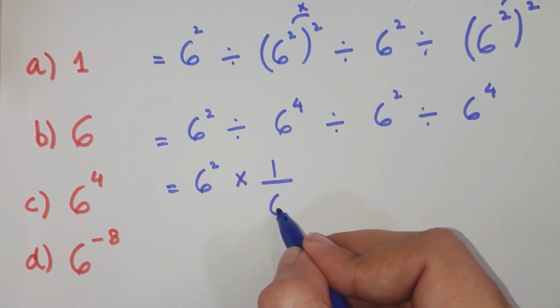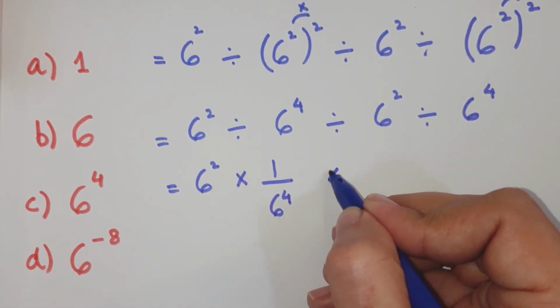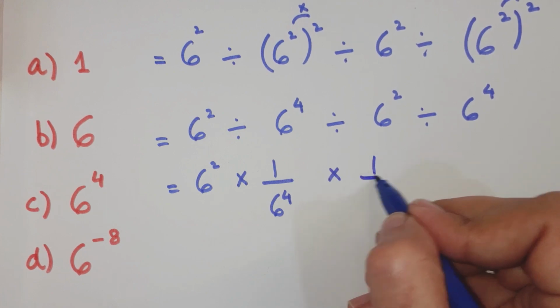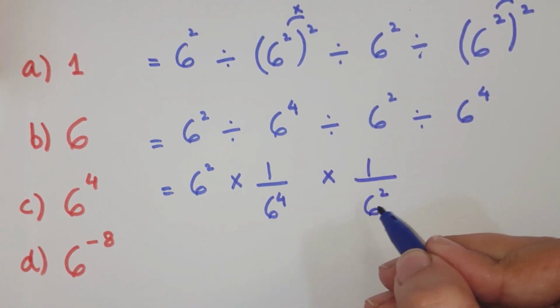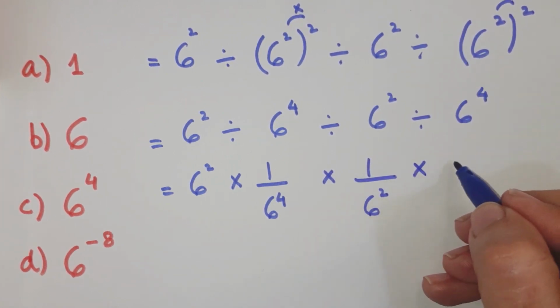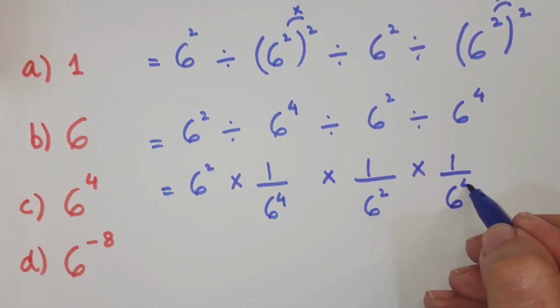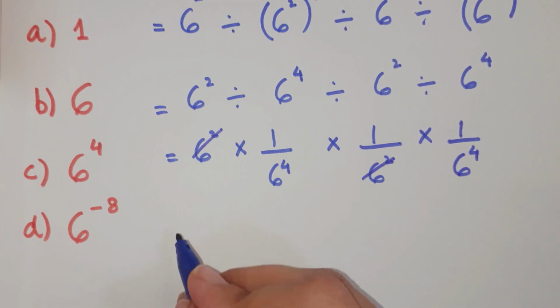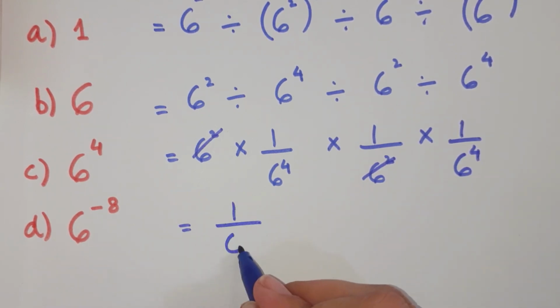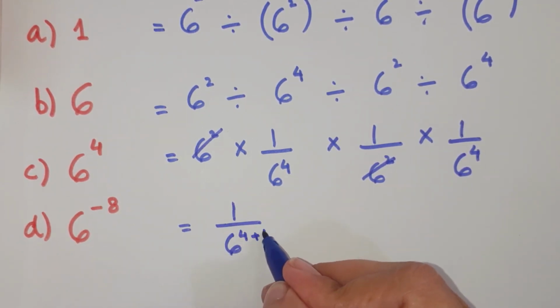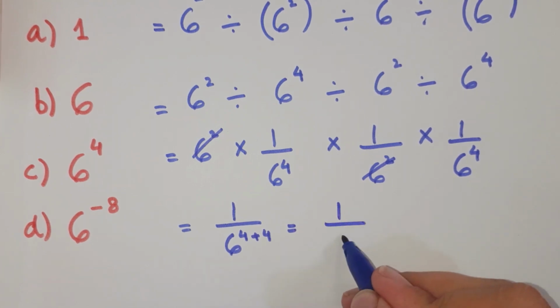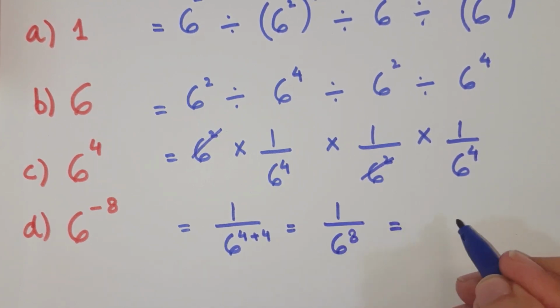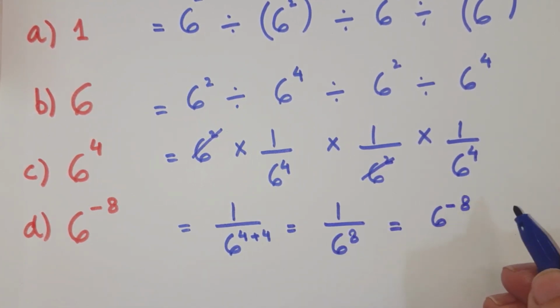So we just reciprocate the next number, and then here again the division sign changes to multiplication and we just flip the next number. This division sign changes into multiplication and we just reciprocate the next number. Now this and this term get cancelled. So you get 1 upon 6, 4 plus 4, which can be written as 6 to the power 8, or you can write it as 6 to the power minus 8.